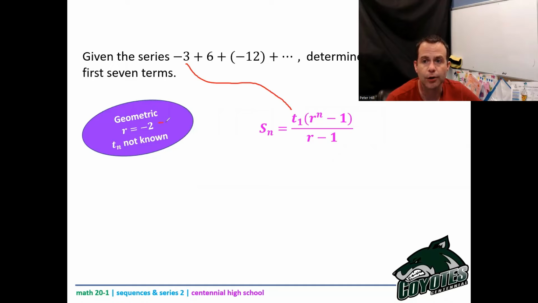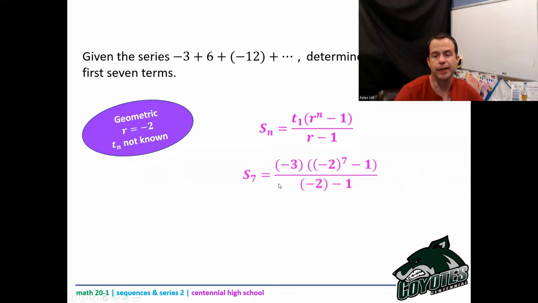I know that r is -2, so I'm going to put that in there, and I'm going to put it into that r there. And then for n, I know it's the first 7 terms, so I'll plug that in for n here and for n here. Okay. So here I go doing all of that substitution. So I get -3 times -2 to the 7 minus 1 all over -2 minus 1.